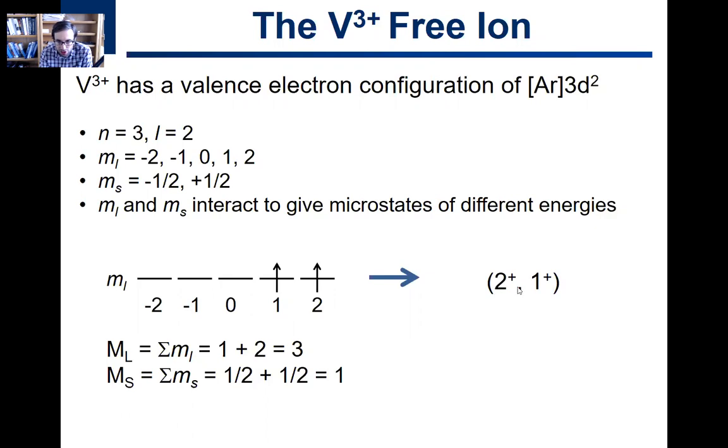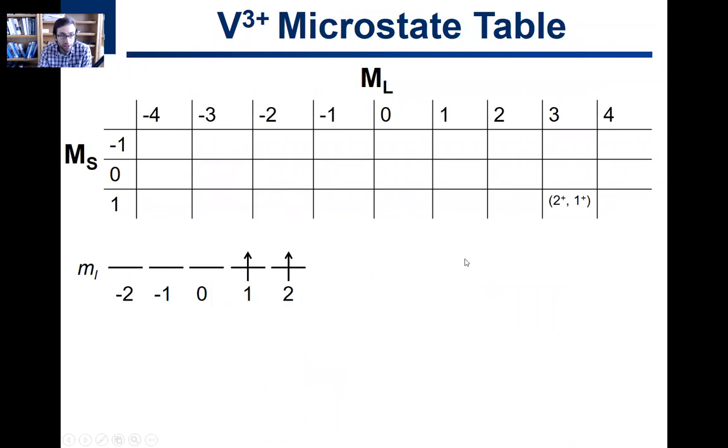So we abbreviate this as 2+, 1+, because they're both spin up, so that's what the plus means, and those are the subshells of 2 and 1. So what we can do is make what's called a microstate table. And so I put in the 2+, 1+ state that we talked about here. It has a capital M sub L of 3, 2 plus 1, and a capital M sub S of 1, because 1/2 plus 1/2, both spin up.